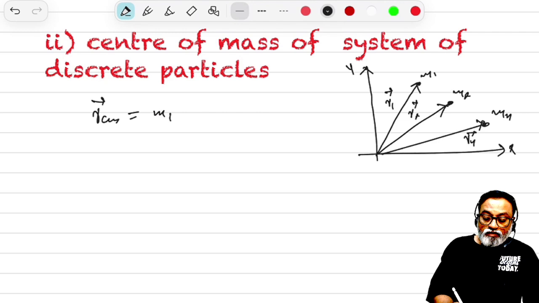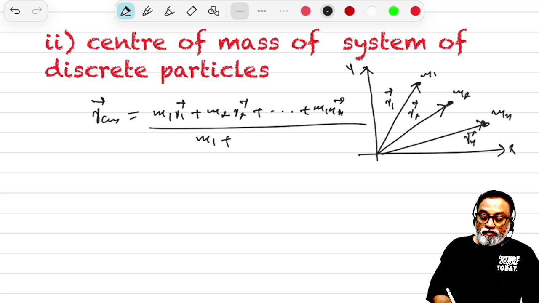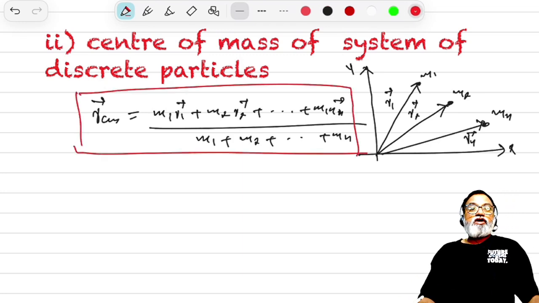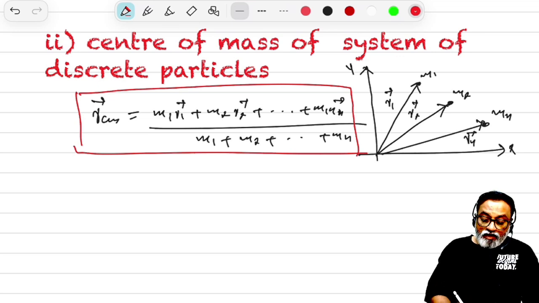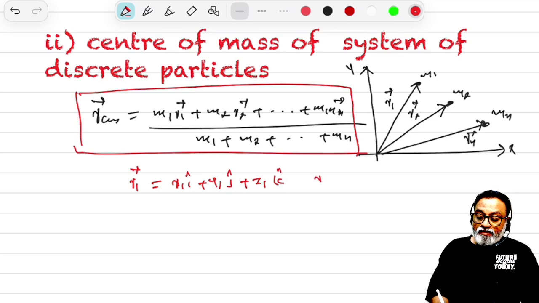R CM bar is equal to M1 R1 bar plus M2 R2 bar, and so on, plus Mn Rn bar, by M1 plus M2 and so on Mn. This is the formula for the position vector of center of mass of a discrete particle system. See here, R1 bar is equal to x1 i cap plus y1 j cap plus z1 k cap. Like that, Rn bar is equal to xn i cap plus yn j cap plus zn k cap.